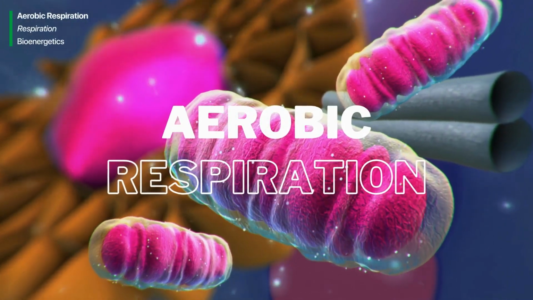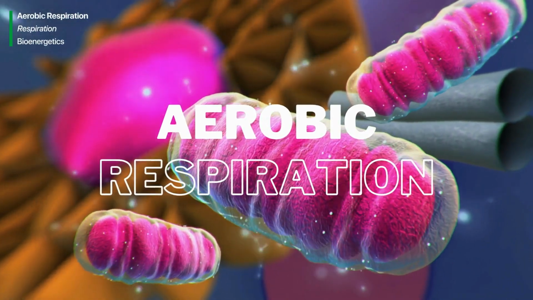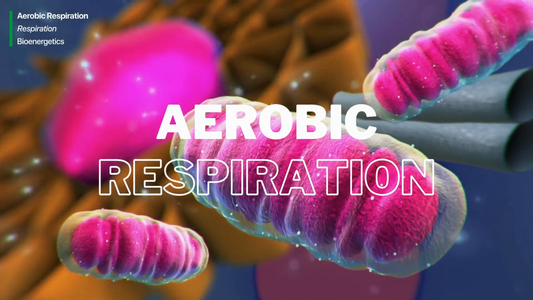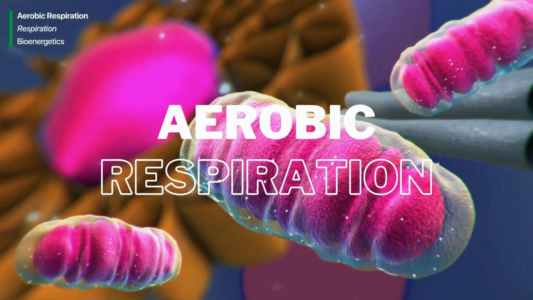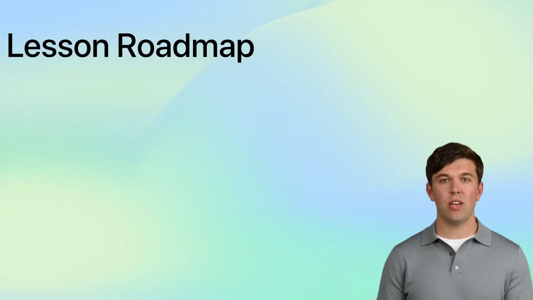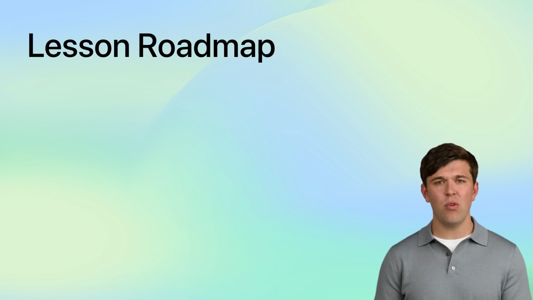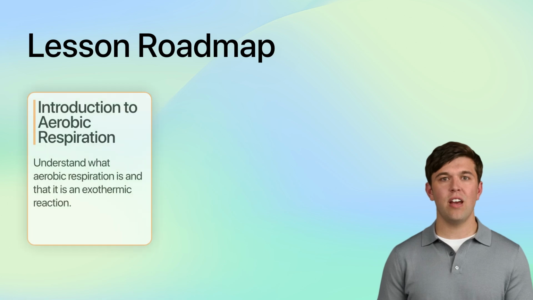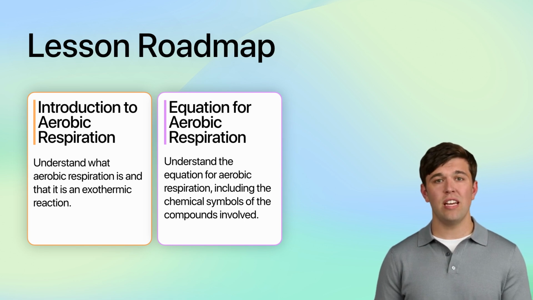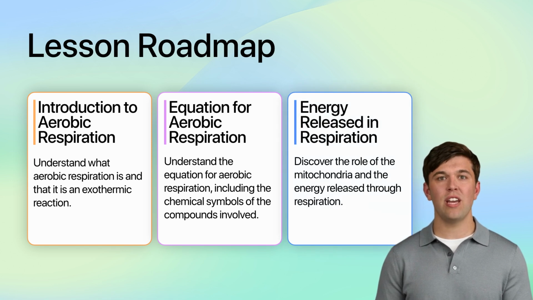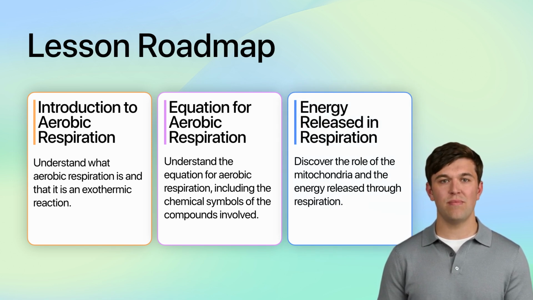Welcome to today's lesson on aerobic respiration, where we will explore the critical process by which cells source energy through the reaction of glucose and oxygen. In today's lesson, we will cover three key areas. Firstly, understanding that aerobic respiration is an exothermic reaction. Secondly, knowing the equation for aerobic respiration, including the chemical symbols of the compounds involved. And finally, discovering the role of the energy released through respiration.